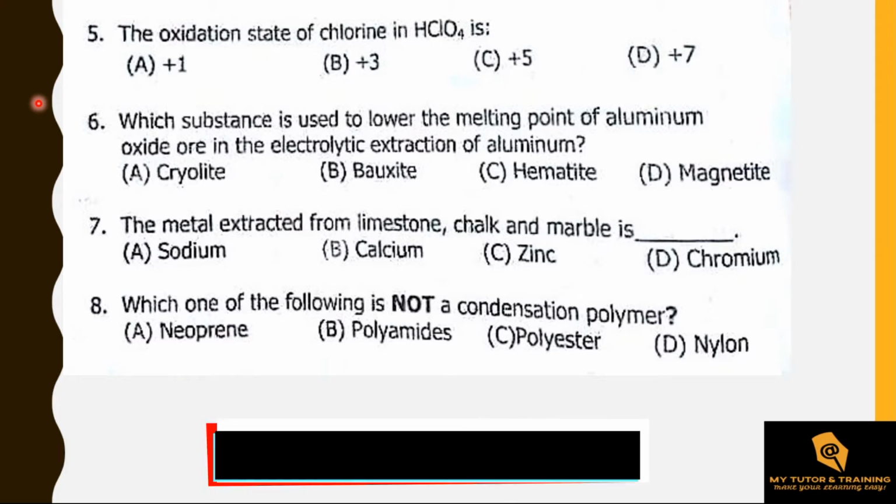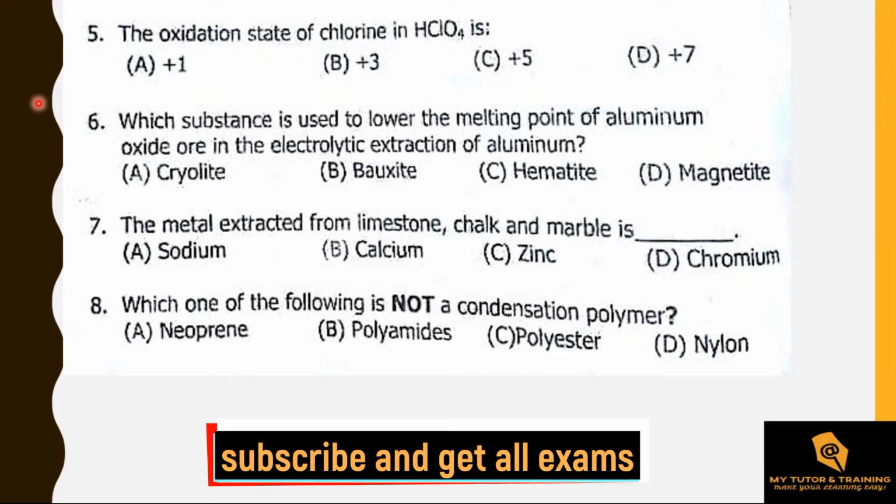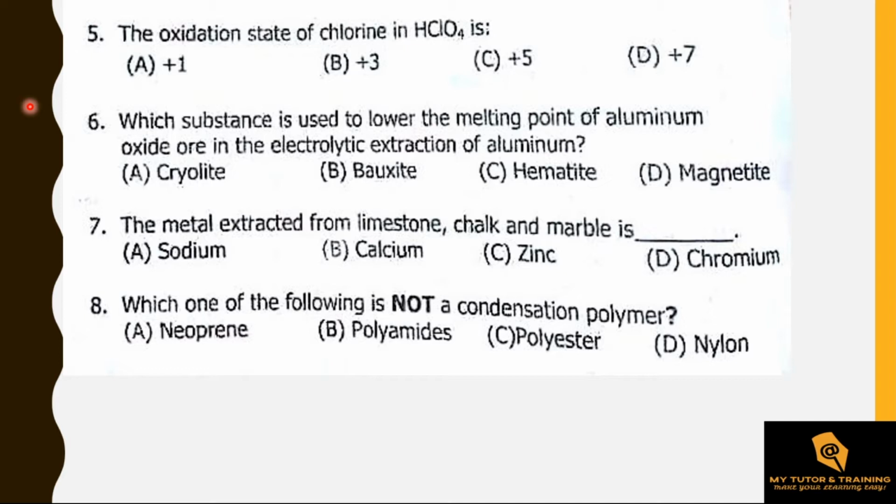So the answer is D. The answer is D. Question number 6: which substance is used to lower the melting point of aluminum oxide ore in the electrolytic extraction of aluminum?